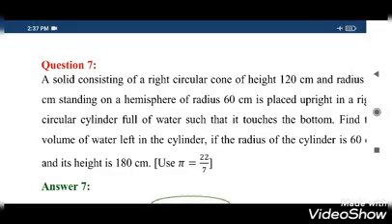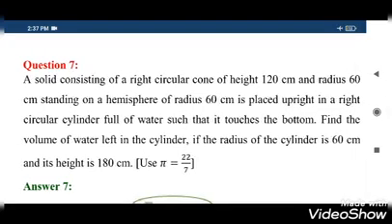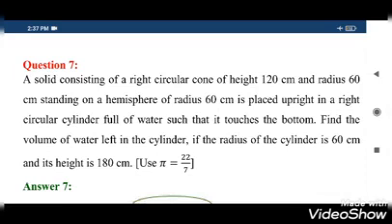Now we see question number 7. A solid consisting of a right circular cone of height 120 centimeter and radius 60 centimeter standing on a hemisphere of radius 60 centimeter is placed upright in a right circular cylinder full of water such that it touches the bottom. Find the volume of water left in the cylinder. If the radius of the cylinder is 60 centimeter and its height 180 centimeter, here we need to use the value of pi as 22/7.